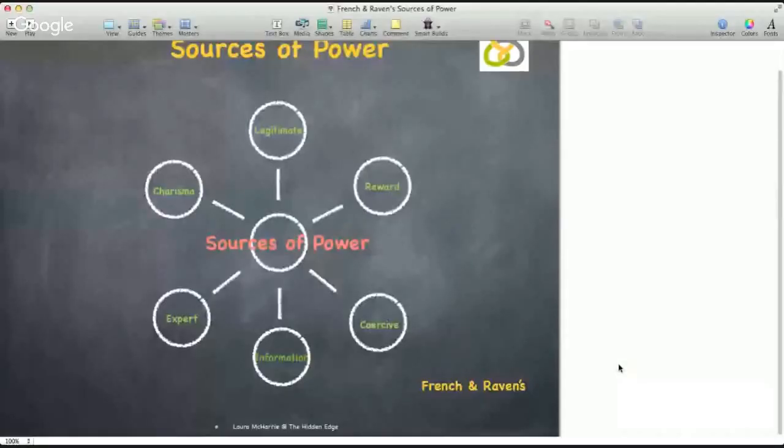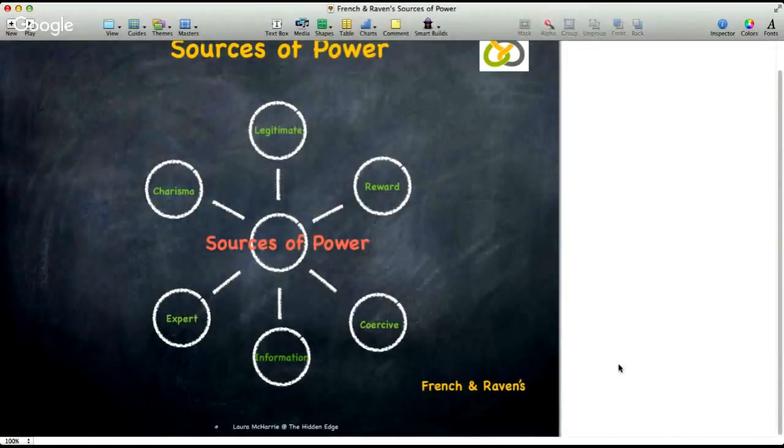But let's have a look at French and Raven's model and see what you can do with your power and how you can empower those working with you and within your business. So I'm just going to pull up the first slide. And there you go. This is the French and Raven's model.